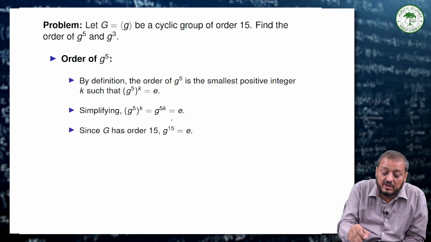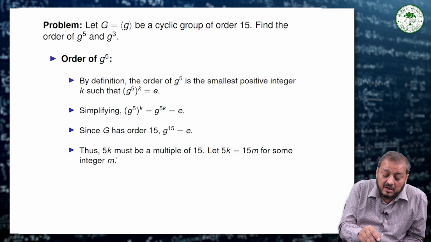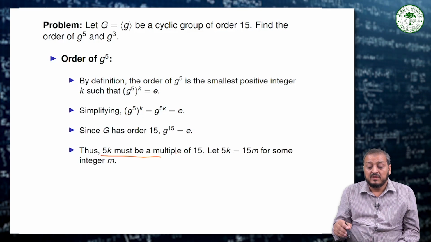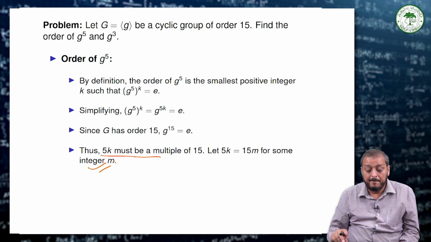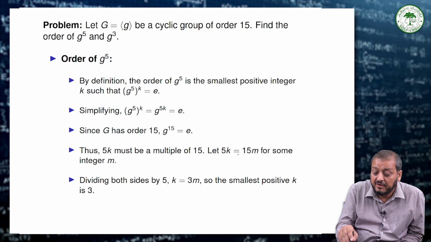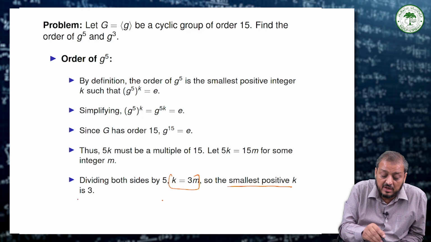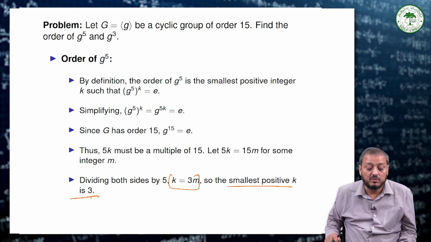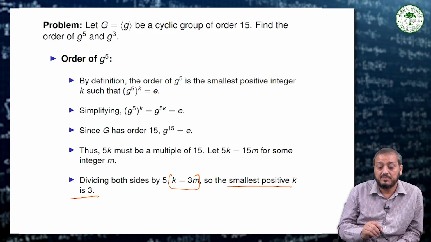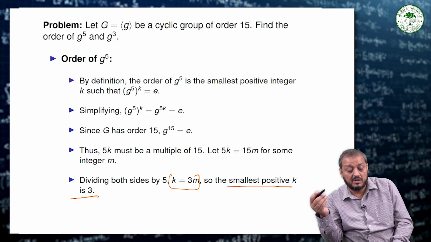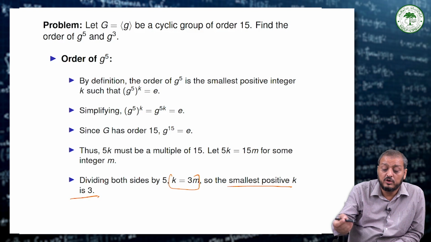So, g has order 15, so g to the power 15 is already identity. Thus 5k must be a multiple of 15. So, 5k is equal to 15m for some integer m. Dividing both sides by 5, we get k is equal to 3m. The smallest positive k is 3, because m is equal to 1. So k is equal to 3 is the smallest positive integer.